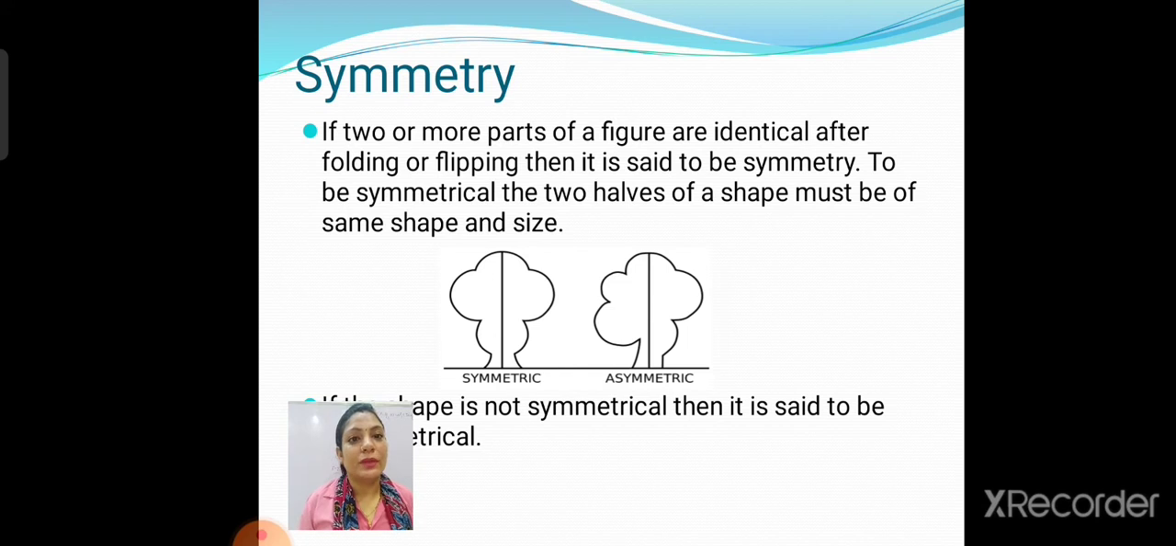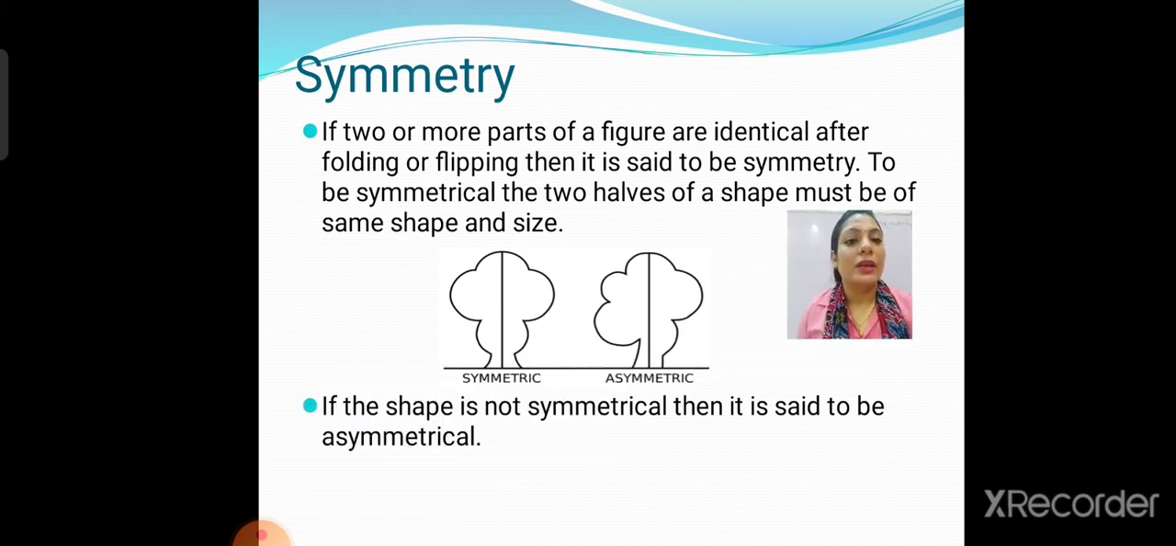Symmetry. If two or more parts of a figure are identical after folding and/or flipping, then it is said to be symmetry. To be symmetrical, the two halves of a shape must be the same shape and size. If the shape is not symmetrical, then it is said to be asymmetrical.